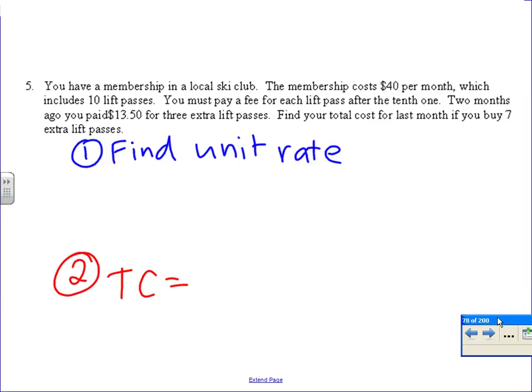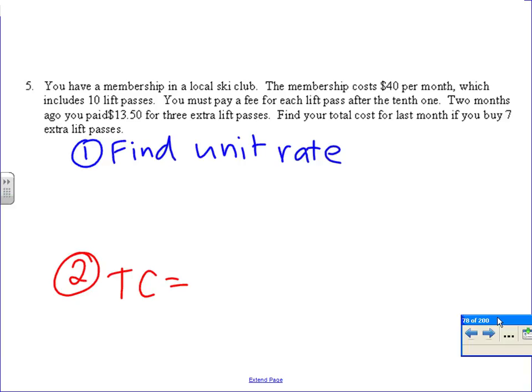Okay, so while you're opening to page 8 in your notes, I'm going to start reading it. It says, you have a membership to a local ski club. Sounds like fun, huh? The membership for the local ski club costs $40 per month, which includes 10 lift passes. You must pay a fee for each lift pass after the 10th one. 2 months ago, you paid $13.50 for 3 extra lift passes. Find your total cost for the last month if you buy 7 extra lift passes.